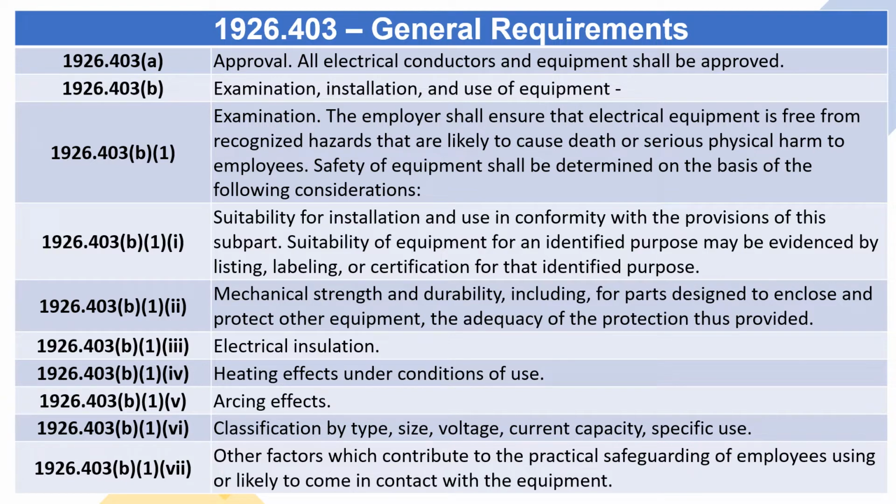1926.403(b)(1)(ii) Mechanical strength and durability, including, for parts designed to enclose and protect other equipment, the adequacy of the protection thus provided. (iii) Electrical insulation. (iv) Heating effects under conditions of use. (v) Arcing effects. (vi) Classification by type, size, voltage, current capacity, specific use. (vii) Other factors which contribute to the practical safeguarding of employees using or likely to come in contact with the equipment.